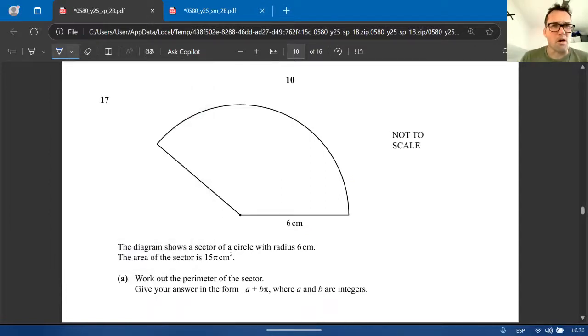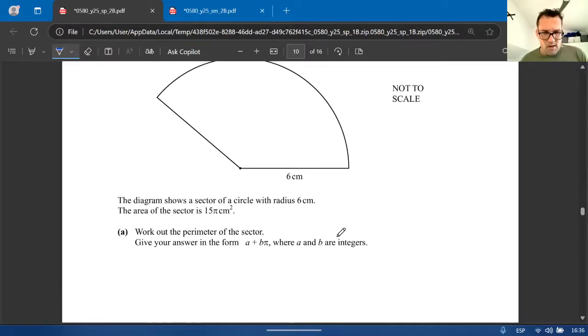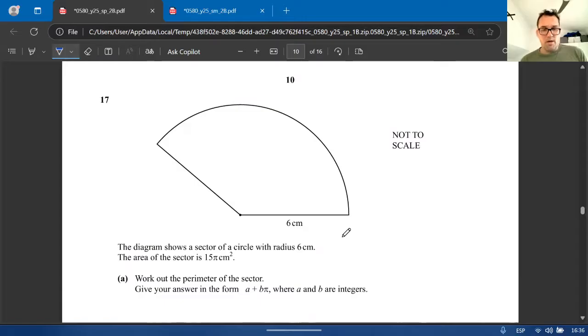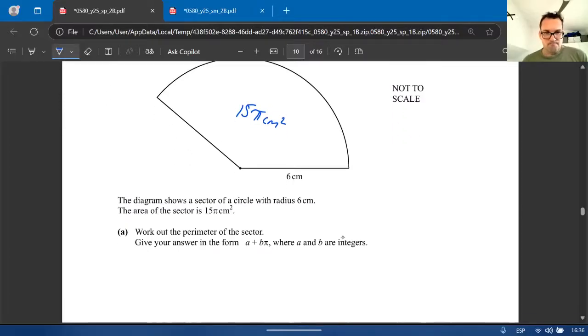Which looks like it could be hard, but just think pizza. You see a sector? Think pizza. Okay. So they give us this pretty weird shaped pizza slice. And they tell us the area of the sector, which is this thing, the pizza slice, is 15 pi centimeters squared. Okay, so to think about what's going on here, we just need to think about the area of a circle.